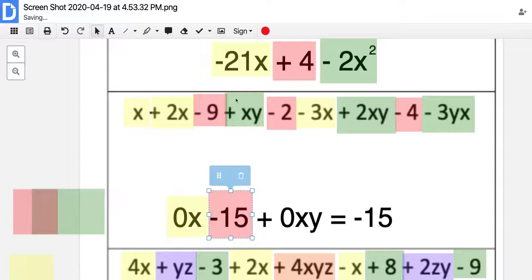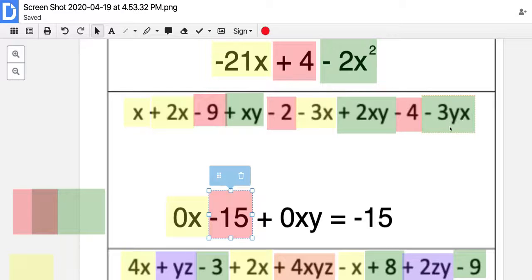And then the green ones are my xy. So this is a positive xy and this is a positive 2xy. So remember there's a 1 here. So it's 1xy plus 2xy. That will give me 3xy. And then I have this negative 3xy.